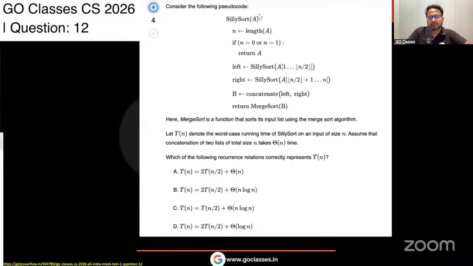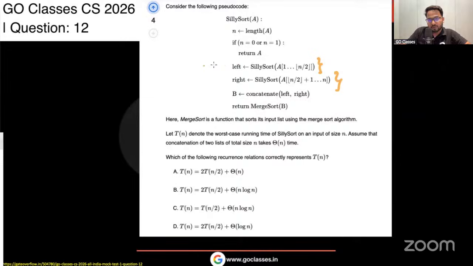There is some silly sort that is being called, and they are calling it on n by 2 elements and n by 2 elements, and then they are doing some concatenation, I mean the result they are concatenating. Everything is defined here. Assume that concatenation of two strings takes theta of n time. Then they are asking which of the following is the correct recurrence relation.